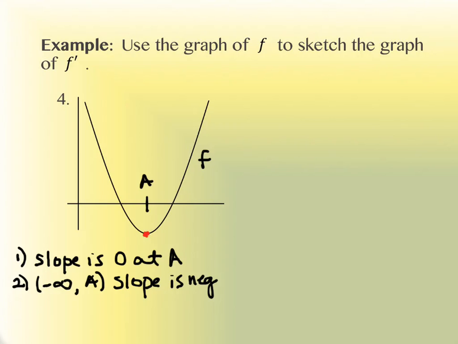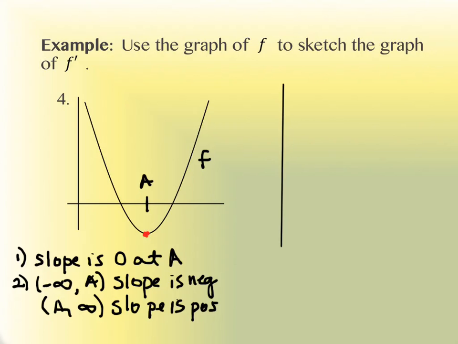What about after A, from A to infinity? Yeah, the slope is positive. Now, that's actually enough information. It's really all the information we have to be able to draw this particular graph. So we're going to draw the same thing we did before. If you called the point A, you need to call it A again.